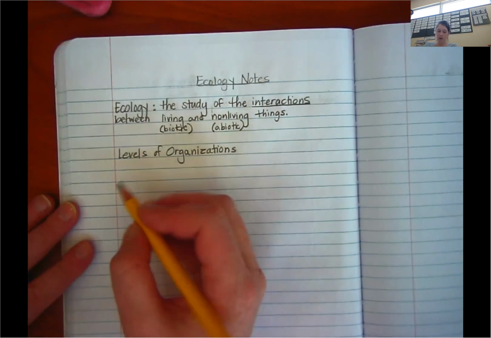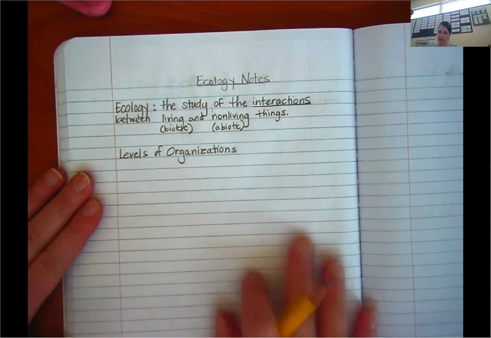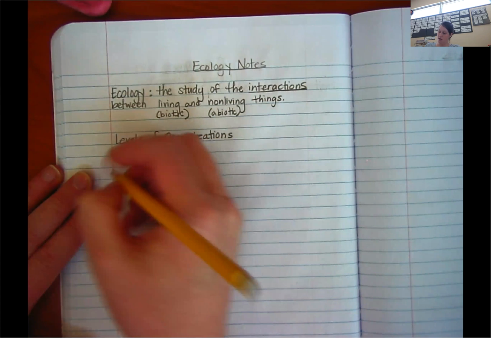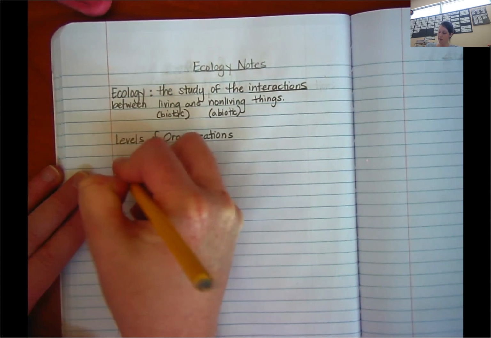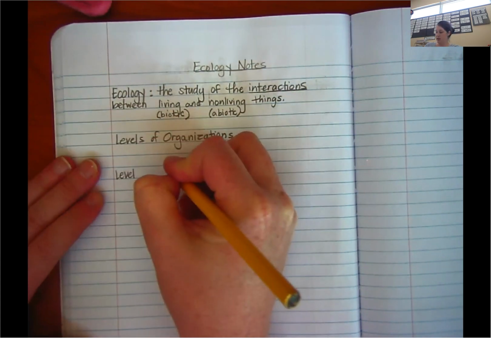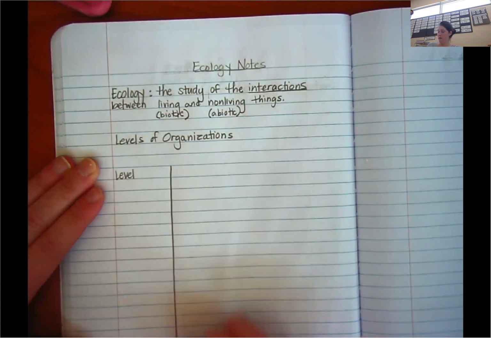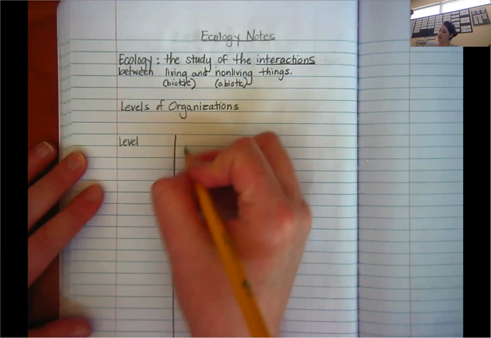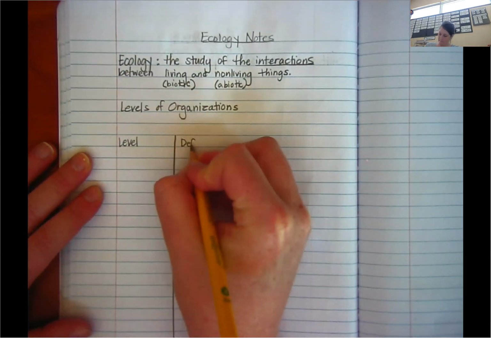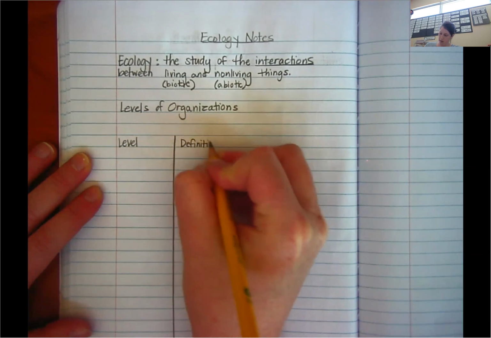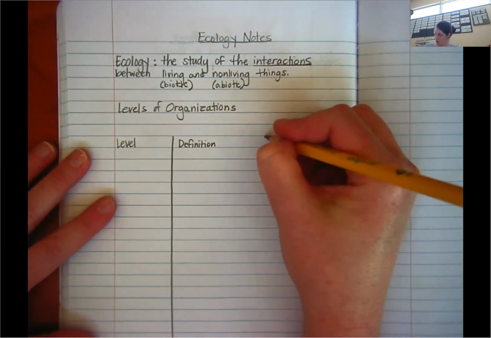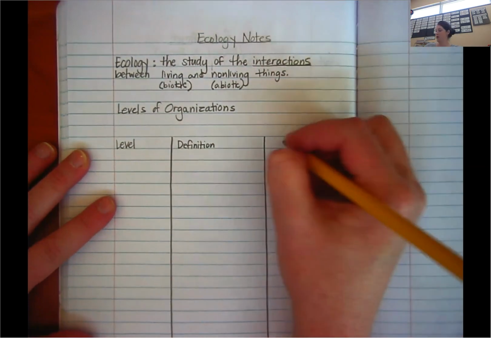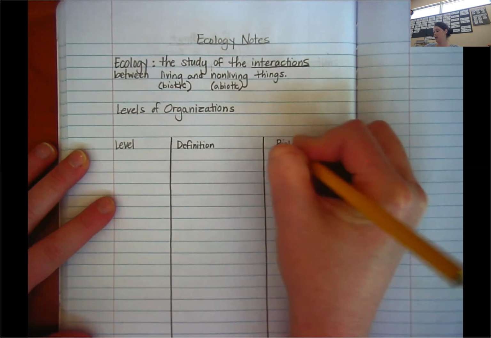So I want you to lay out your notes into 3 columns. We're going to have the level, leave a little space, weirdly straight line, pretty proud of that. Definition, probably going to leave the most space for that. And then you're going to draw a picture to go with that.